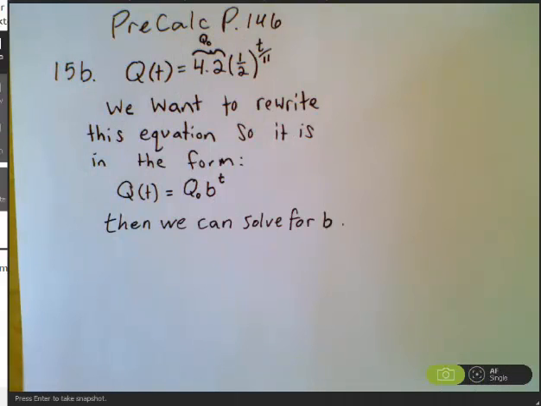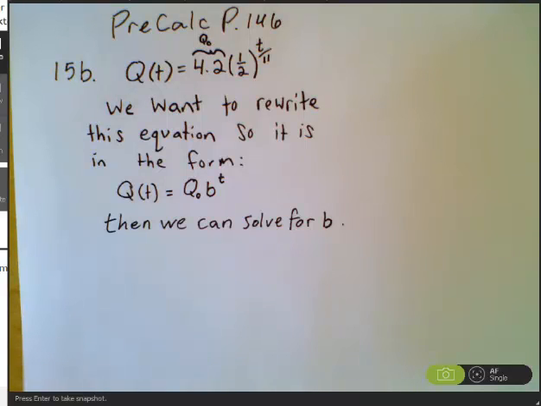Hi, this is number 15B in your pre-calculus textbook covering logarithms and exponential models. We're given that q of t is equal to 4.2 times 1/2 to the t over 11 power. In part B, if q of t is equal to q naught times b to the t, we want to find b and explain its physical significance.